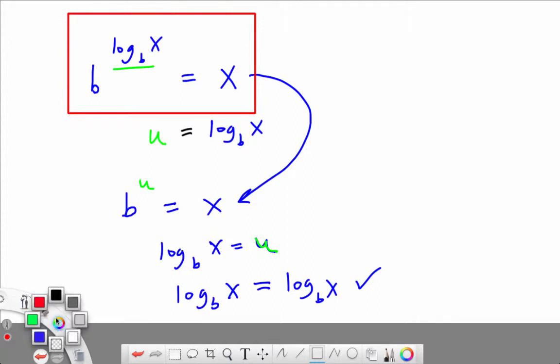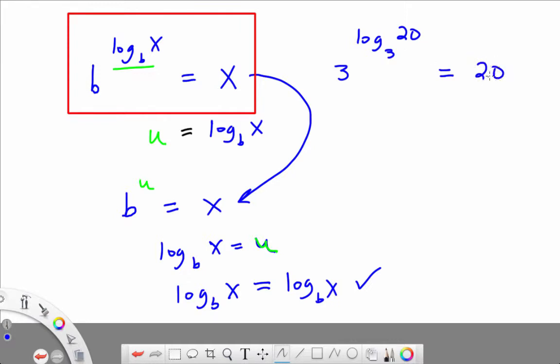And just to do a quick example, let's say I had 3 to the log base 3 of 20. Well, according to this rule, the answer is 20. Notice this number and this number must be the same. So let me clear this.